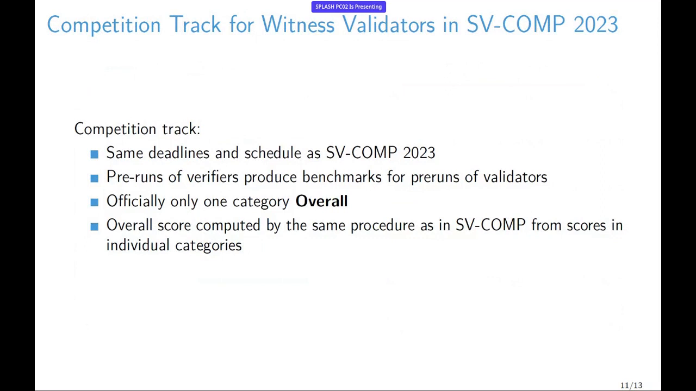So the competition track will have the same deadlines and schedule as the competition itself. The pre-runs of verifiers will produce benchmarks that we can later use for the evaluation of the validators. And we will have one category which includes all of the programs and witnesses that we have in the competition, and the overall score will be computed with the same procedure as in the competition itself.